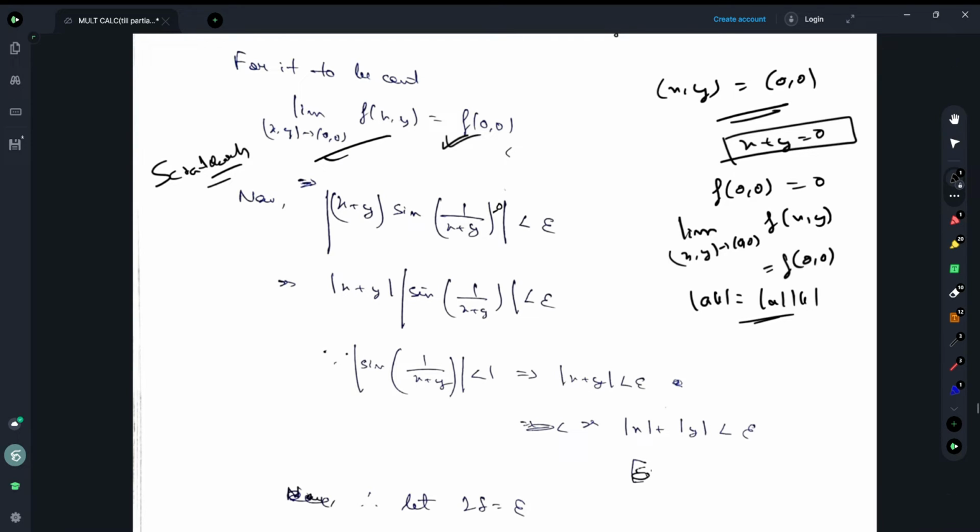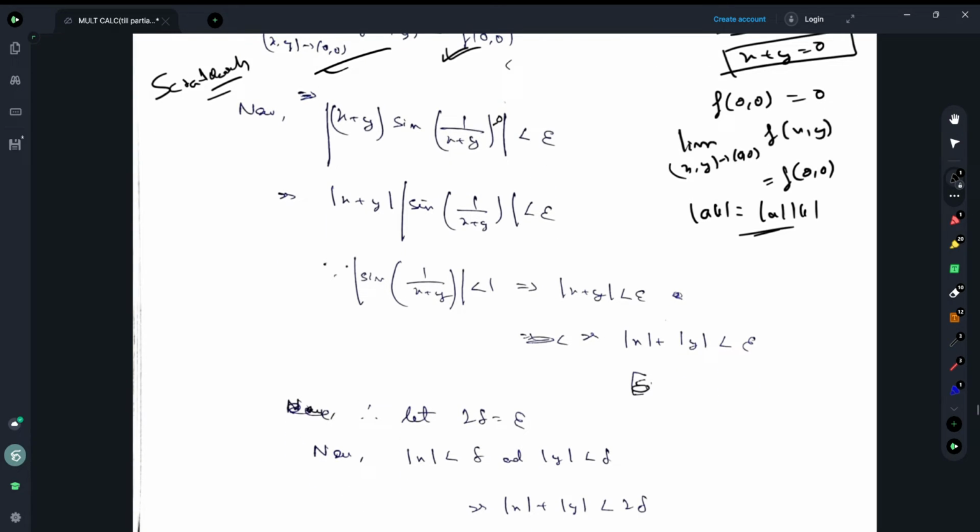So mod of x plus y times mod of sine of x plus y is less than epsilon. Now mod of sine functions are less than 1, so we can replace this with mod of x plus y is less than epsilon. Also we know mod of x plus y is less than or equal to mod of x plus mod of y, so we replace mod of x plus y with mod x plus mod y, which is further less than epsilon.